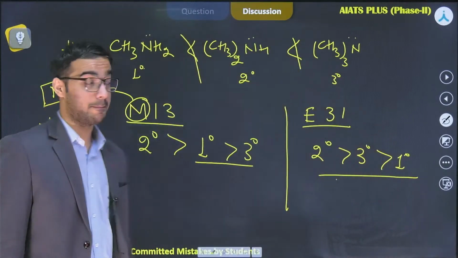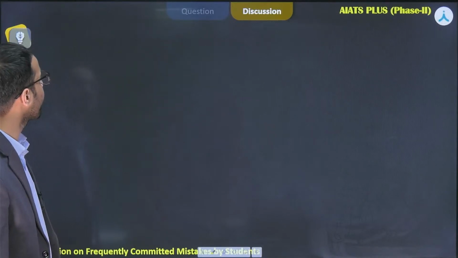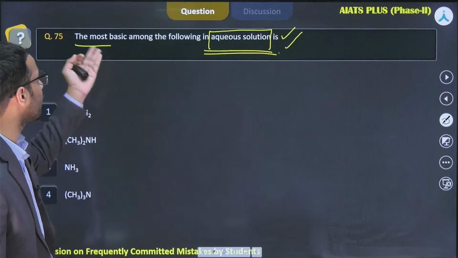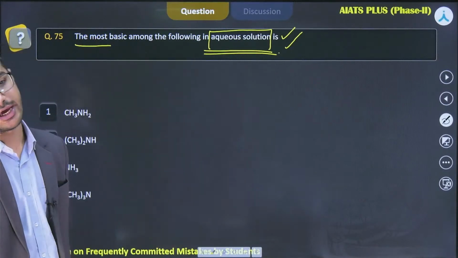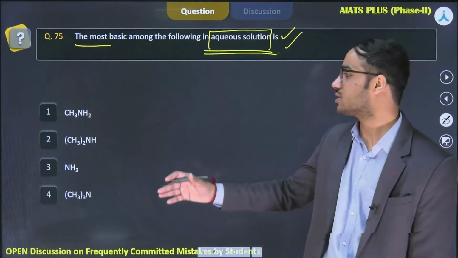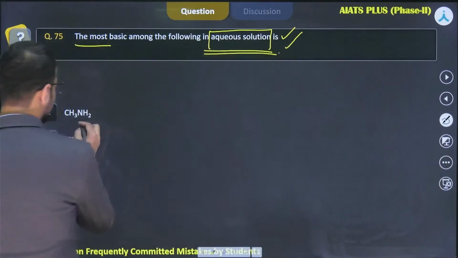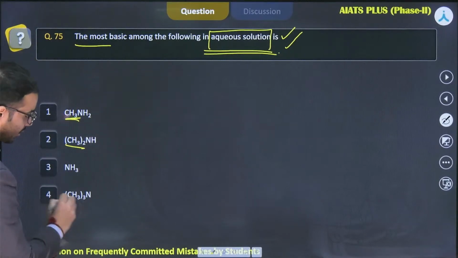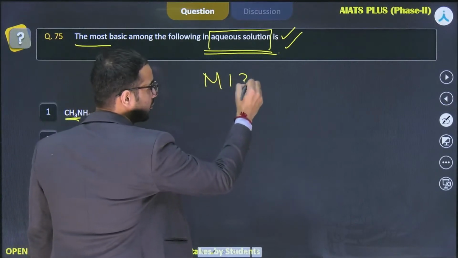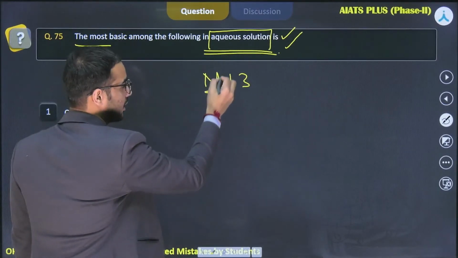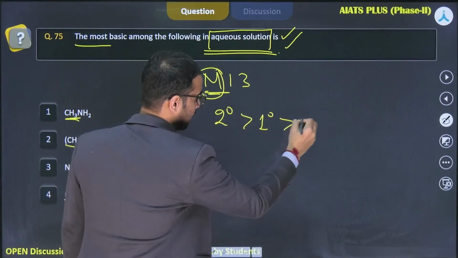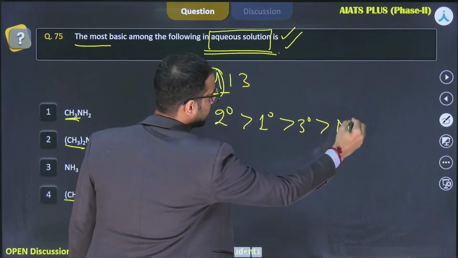Okay, let's get back to the question part. The question asks which among the following is the most basic amine in aqueous solution. We have understood the whole concept regarding this, and you are given methyl groups here. If methyl groups are present, you have to follow the order: in case of methyl, 2 degree is always greater than 1 degree, then 3 degree, then ammonia.